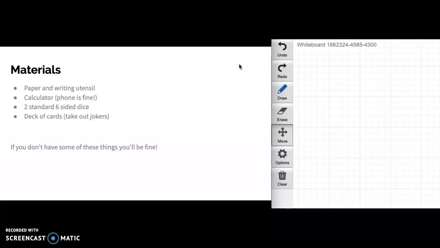Before we get started, some materials for each of you would be paper and a writing utensil and a calculator, which could be your phone. If you would like to do the probability experiments along with me, you'll need 2 regular 6-sided dice and a deck of cards without the jokers. If you think you have those things, go ahead and pause the video and go get them. If you don't have them, that's fine. Just follow along with my examples and you'll be good to go.